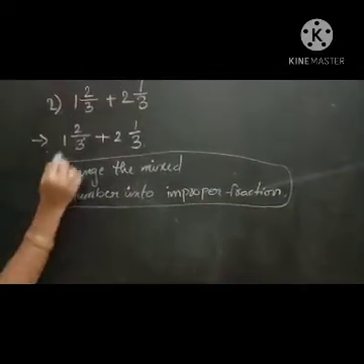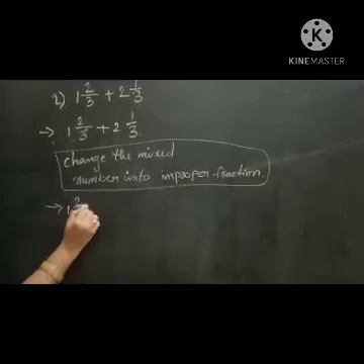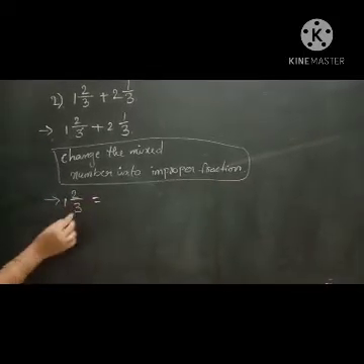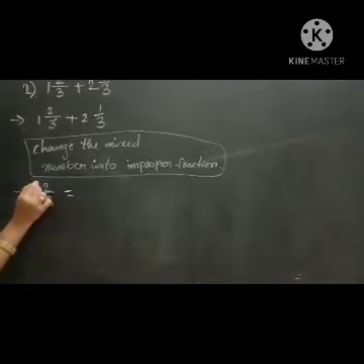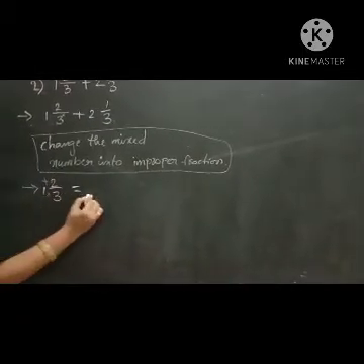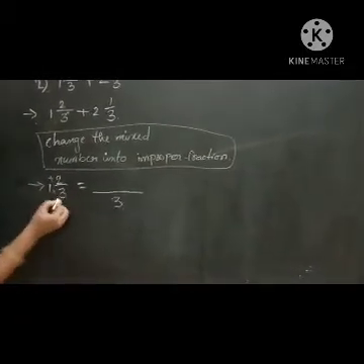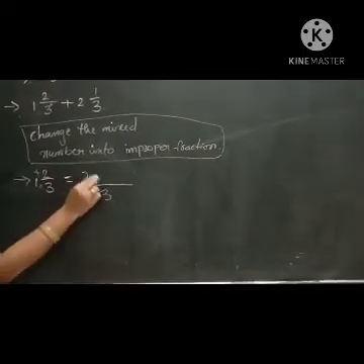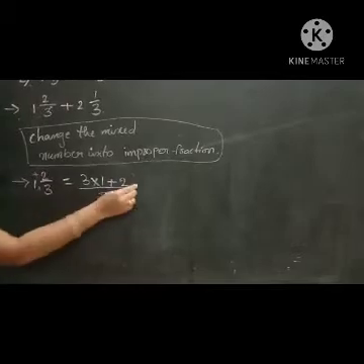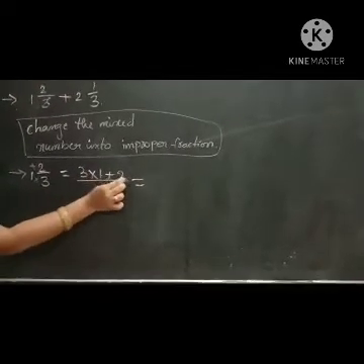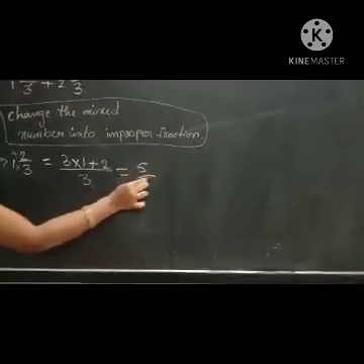First take the first number, 1 2 by 3. 1 2 by 3 means what? Here we have to keep into and here we have to write plus. Okay, the denominator is common. 3 into 1 plus 2. See, 3 into 1 plus 2. So 3 ones are 3. 3 plus 2 is equal to 5 by 3.